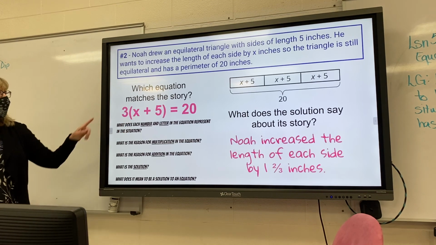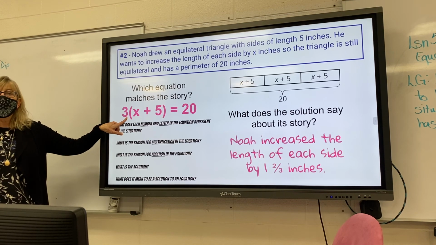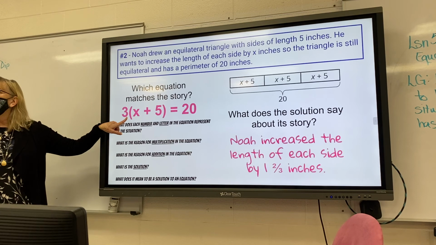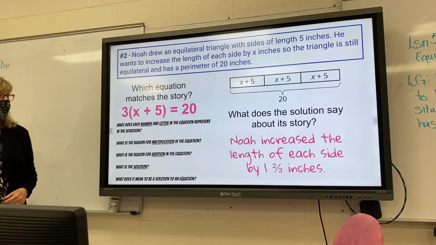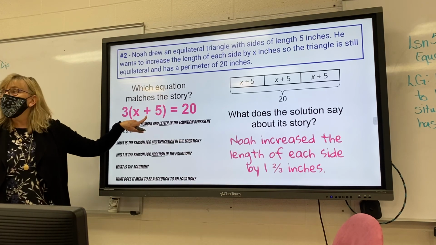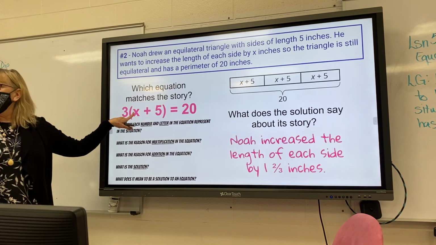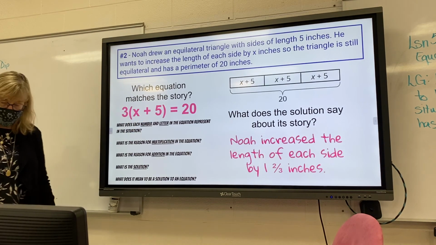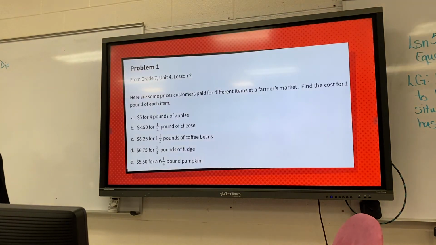Okay. Why is it multiplied? Remember, if there's nothing there, this is multiplied. Why is it multiplied? Because there's 3 sides. There's 3 sides and each side is the same, so it's going to get multiplied. All right. Why is this plus? Because he added. He added X onto it, right? Okay. All right, we are ready for the practice problems.